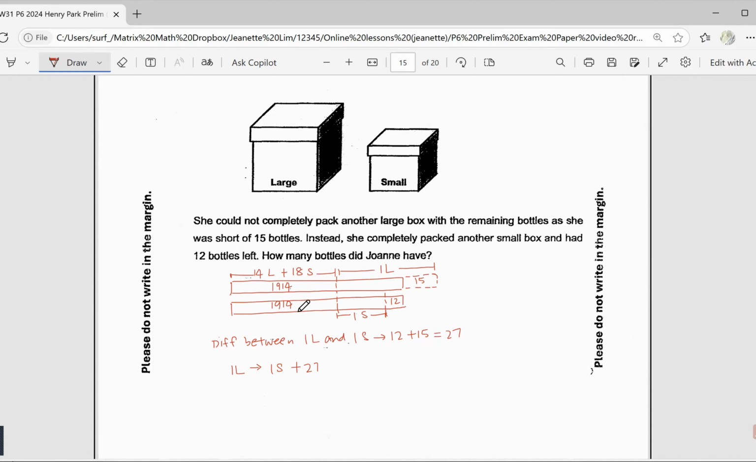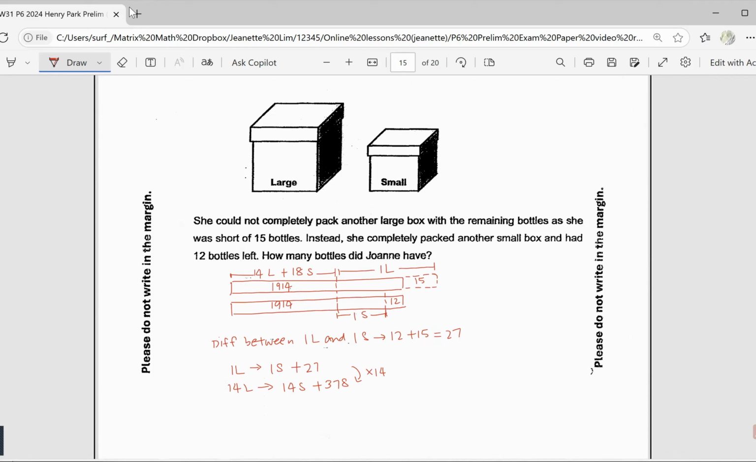Now, let's go back to the 1914. In 1914, there are 14 large and 18 small. What I want to do is convert the large to small. So there are 14 large boxes. I basically multiply by 14, which is 14 small, plus what's 27 times 14, 378. Okay, so we multiply by 14. That's how we get this. So 14 small and 378 plus 18 small will give us 1914.